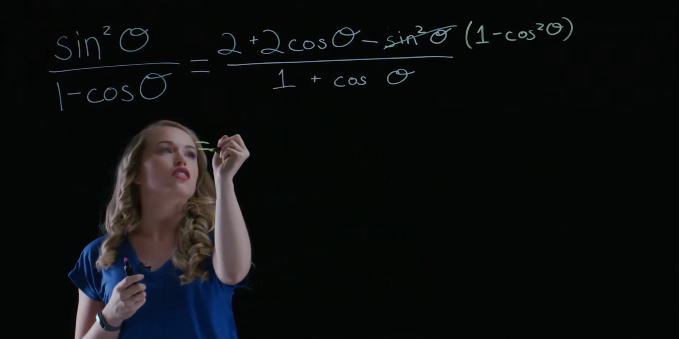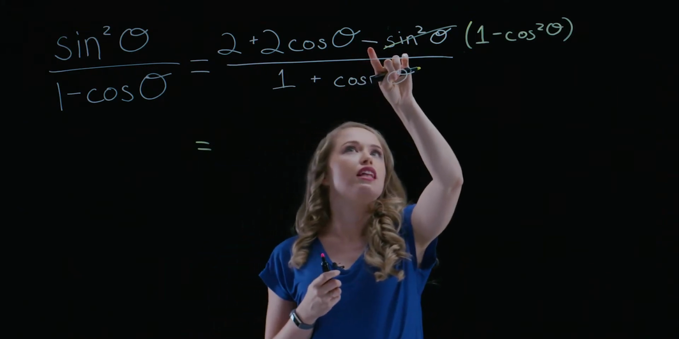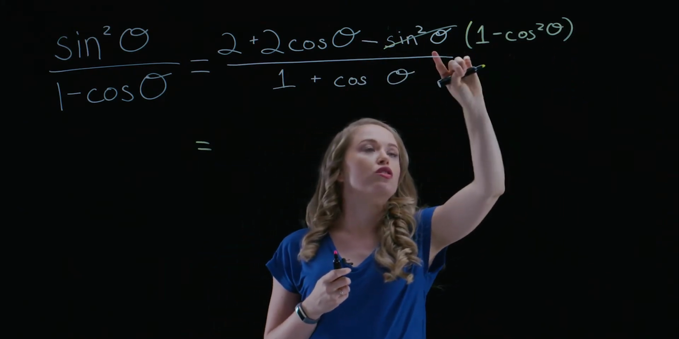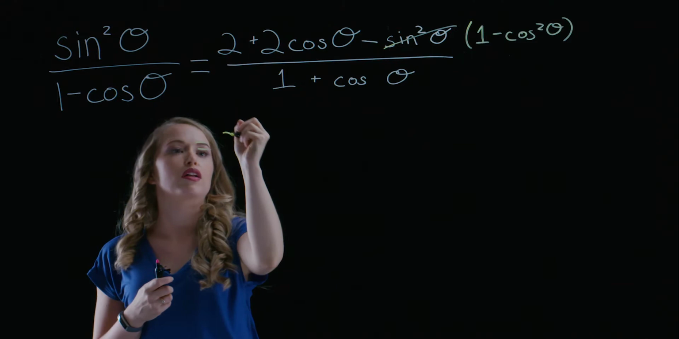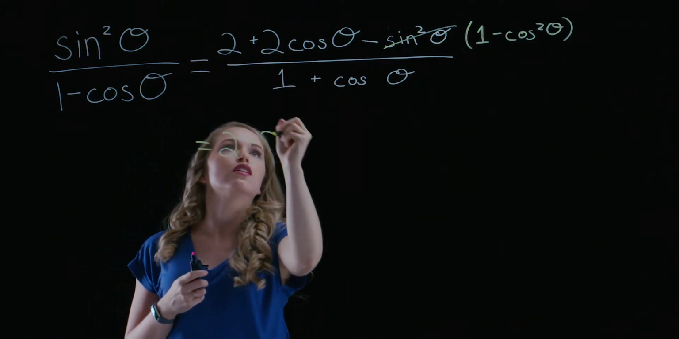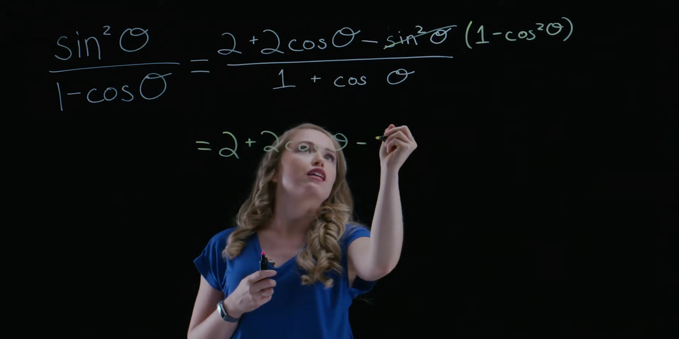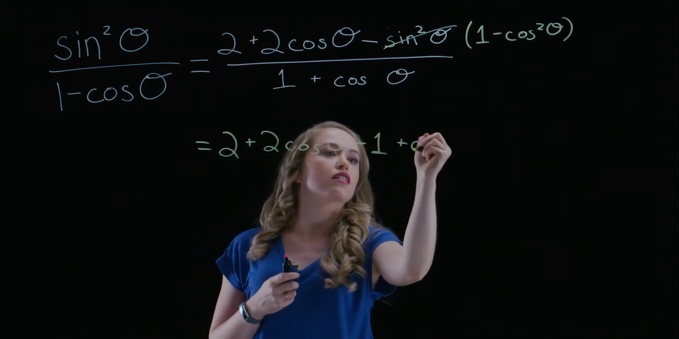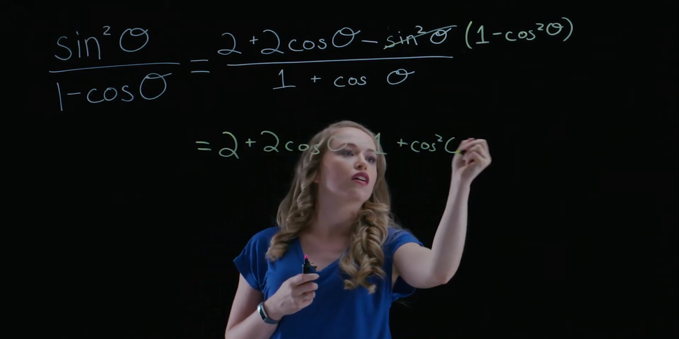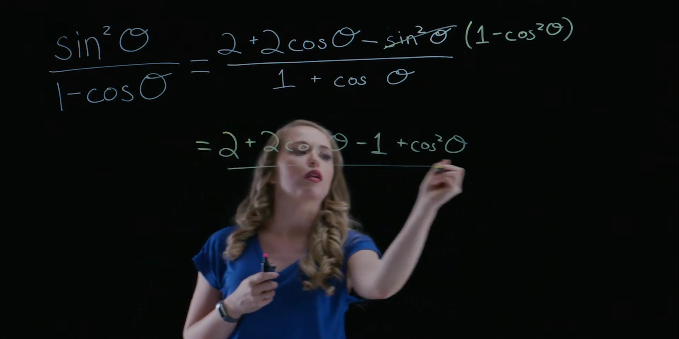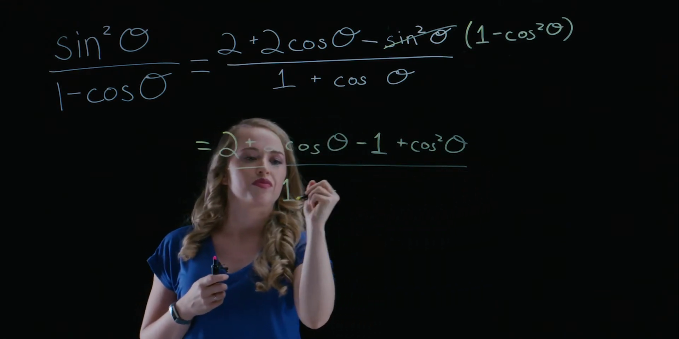Now I'm going to distribute this negative throughout what I have just found. So my numerator will be 2 plus 2 cosine theta minus 1 plus cosine squared theta, all over 1 plus cosine theta.